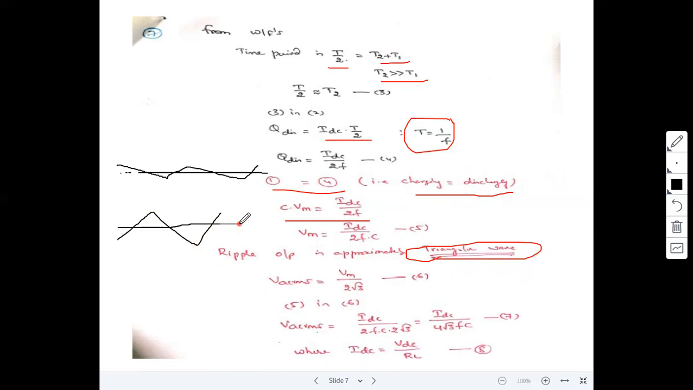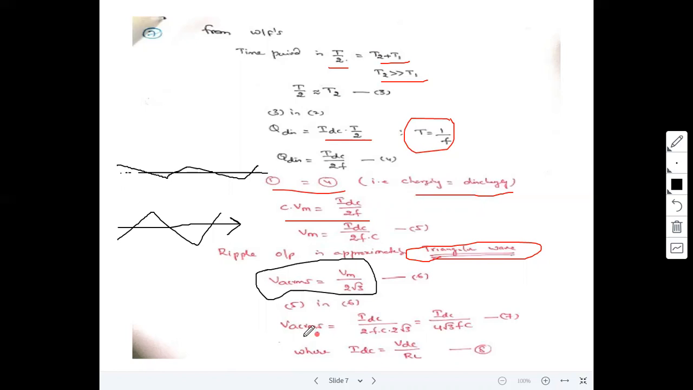For the triangular waveform, apply the Fourier series concept. Now the Fourier series concept is applied. The AC component in a triangular waveform is equal to Vm by 2 root 3. Remember, a triangular waveform consists of a DC component as well as an AC component.